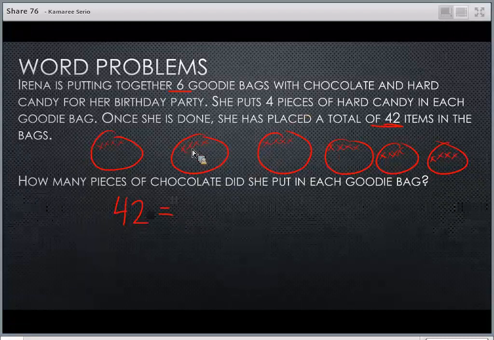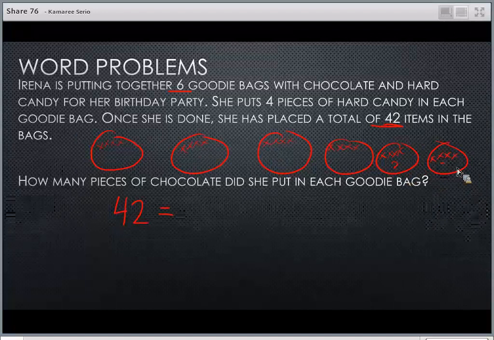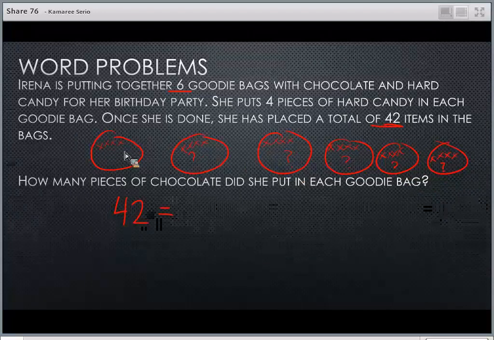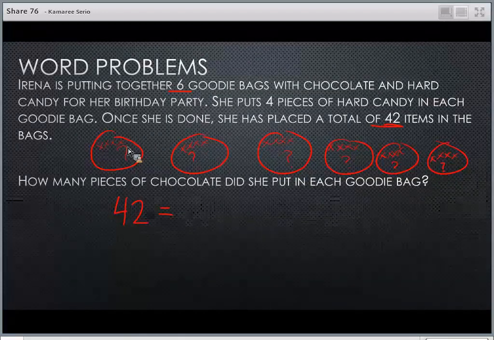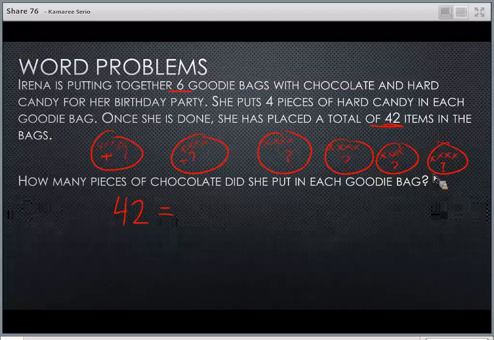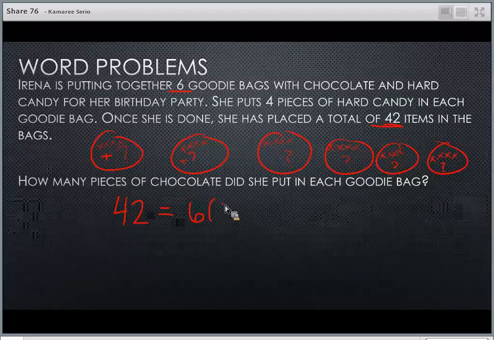Alright, so here's those 4 pieces of hard candy she's putting in each. Okay, so we need to figure out how many pieces of chocolate she's putting in them. And she's going to put the same amount in each one, right? So I have these 4 pieces plus however many pieces of chocolate she's putting in each one of these. So she has a total of 6 bags, and she is putting 4 pieces of hard candy plus however many chocolate are in each one.